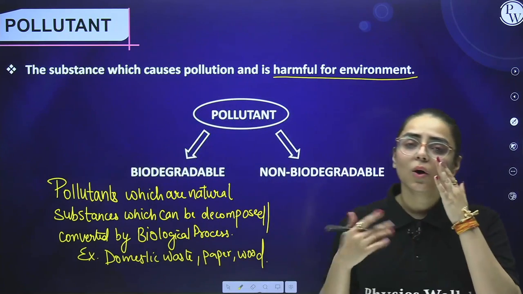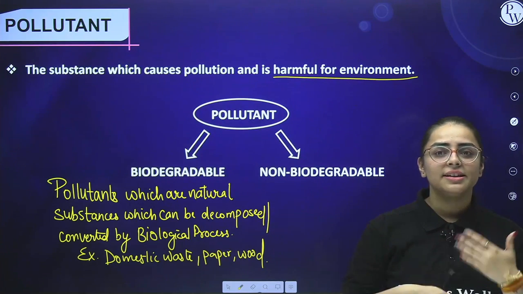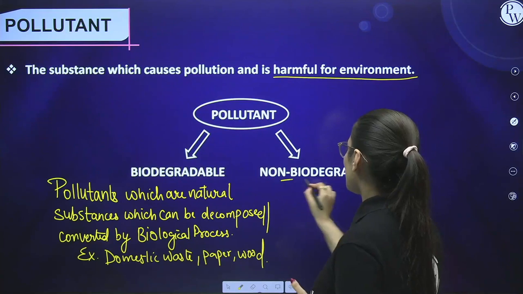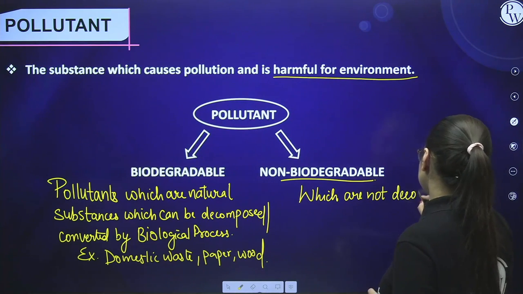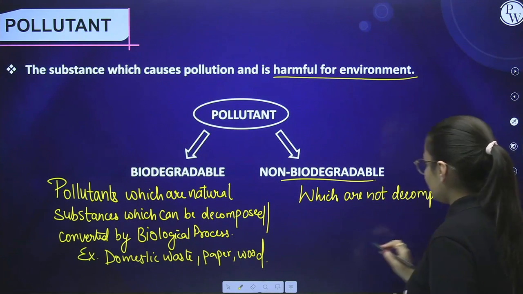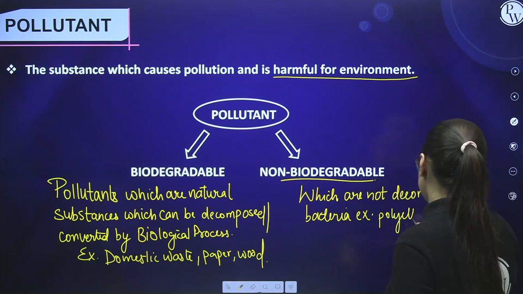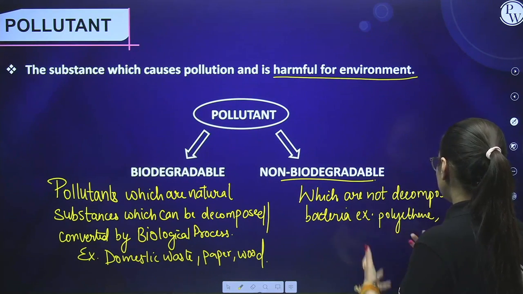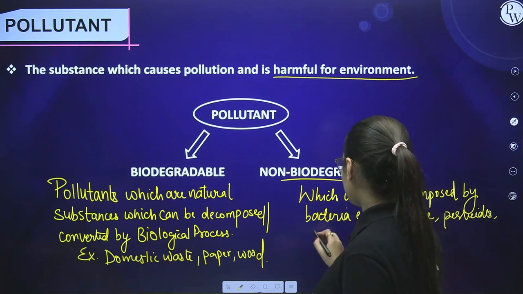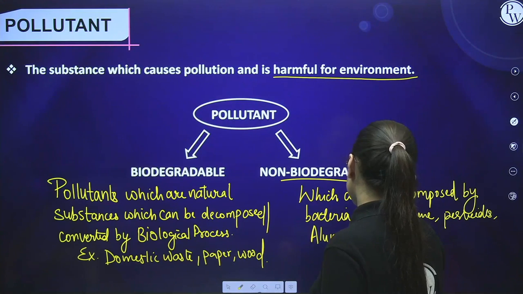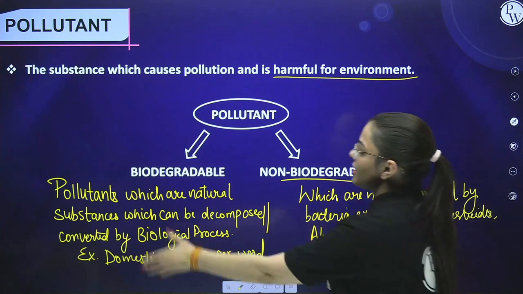Now, what do you mean by non-biodegradable? Basically these are the ones which cannot be decomposed by bacteria. Examples are DDT, polythene, insecticides, pesticides. So these are non-biodegradable, which are not decomposed by bacteria. Example: polythene. Other than this, we can give more examples of pesticides. We can take DDT also, and we can take aluminium also. Now these are all referred to as non-biodegradable substances, and the others are referred to as biodegradable ones.